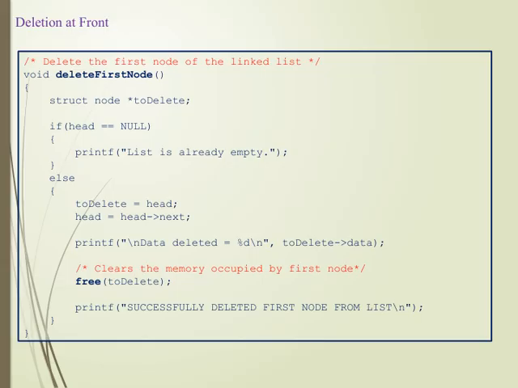If the list is not empty, we assign the current head node to toDelete. Then, we move the head pointer to the next node in the list. This effectively removes the first node from the list structure. We then display the data that was stored in the node we're deleting, so we know exactly what was removed. After that, we free the memory that was occupied by the node to prevent any memory leaks. Finally, we print a message confirming that the first node has been successfully deleted.